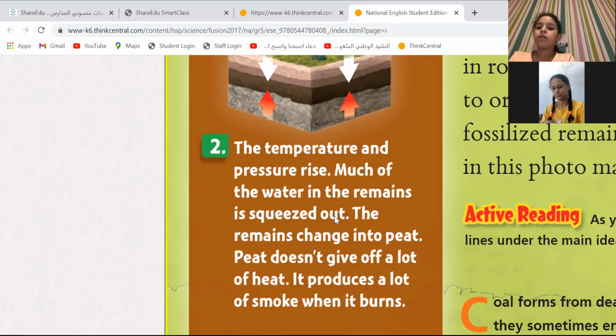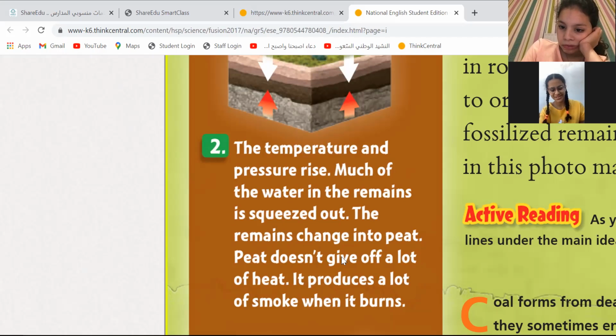All right, so what really happens over here? So the water, what happens to the water? It was squeezed out, kicked out. There is no water anymore after that. The remains change into what? Peat. What is peat? It doesn't give off a lot of heat. Excellent. And it produces a lot of what?